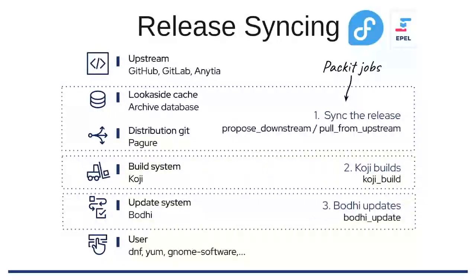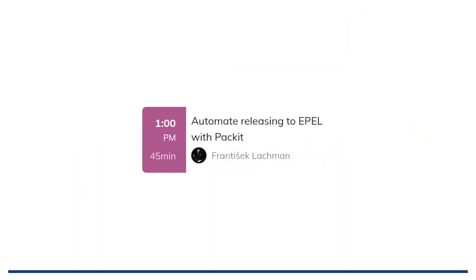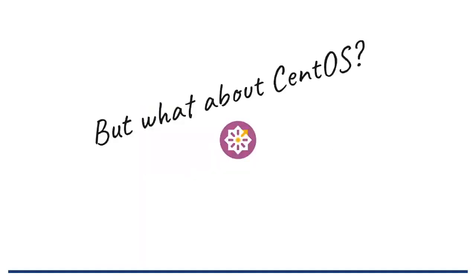I was mentioning Fedora, but thanks to Fedora and EPEL sharing these steps, you can easily do this for EPEL as well. And if you want to take a look at this more practically and try to set it up for your packages, you can spend a lunch with me in the room next door. There will be a lunch and learn happening, helping you with the setup. So please come, or if you have any other Packit related question, I'm open for that. But what about CentOS?